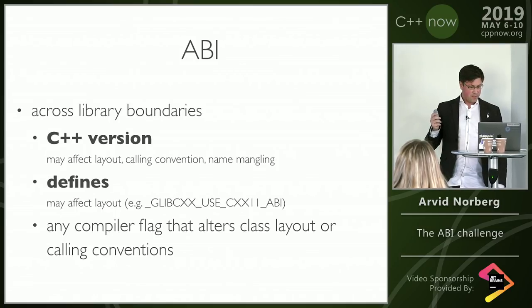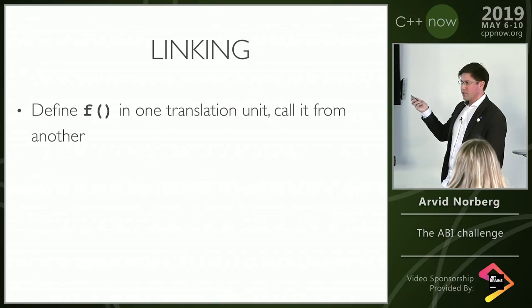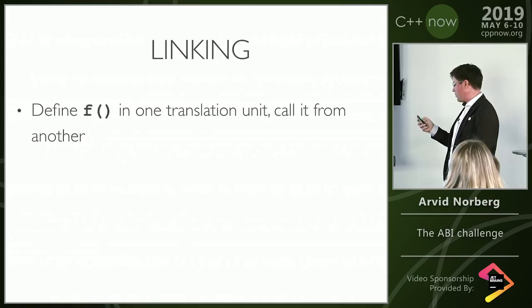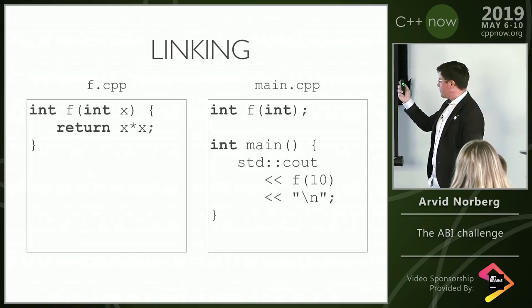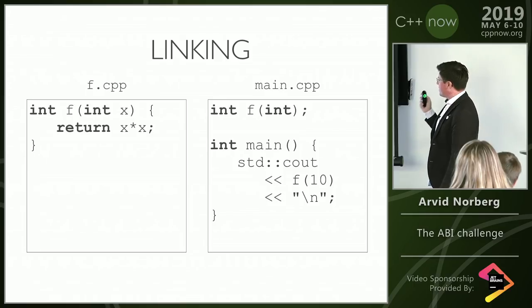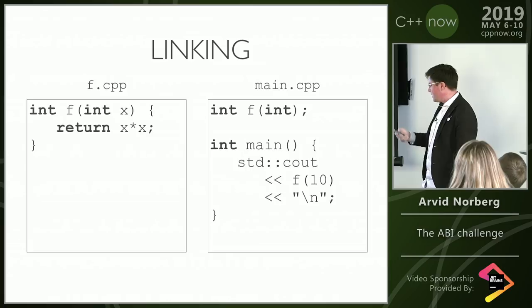So let's review how linking works. Let's say you define a function f in one translation unit, and you call it from another. So you have something that looks like this. int f takes an int. And in main, you have a declaration of f, and then you call it.